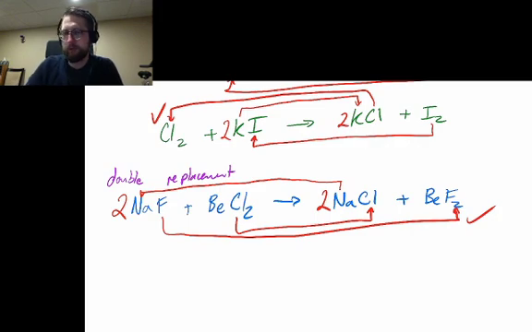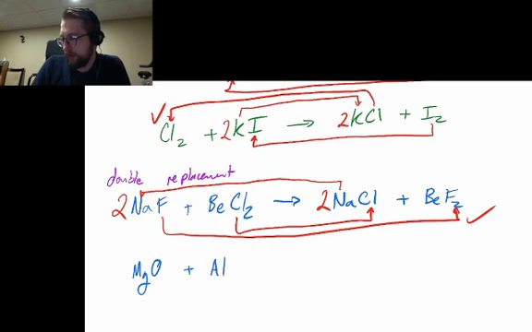Make another double replacement. I'll try to make a hard one here. Let's try something like with magnesium. Let's go magnesium oxide plus aluminum nitrate, maybe. Yeah, that'll be hard to do. Okay, all right, so that's the trickiest one I can imagine.